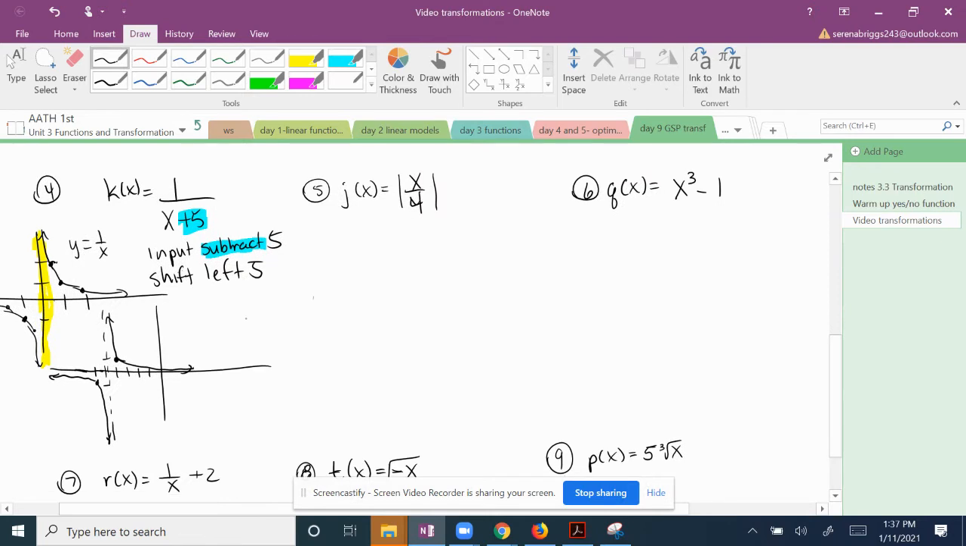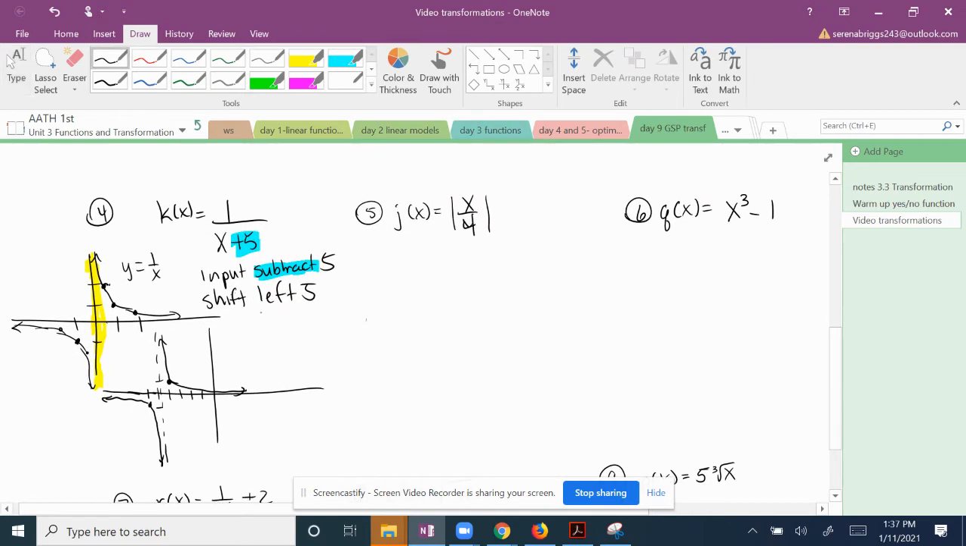And that is the graph shifted left 5, the parent graph of 1 over x left 5. For J, this says divide the x values by 4, but that's counterintuitive. You want to multiply the inputs by 4. Any x transformations work backwards the way you think they would. They're counterintuitive. We want to multiply the inputs by 4.